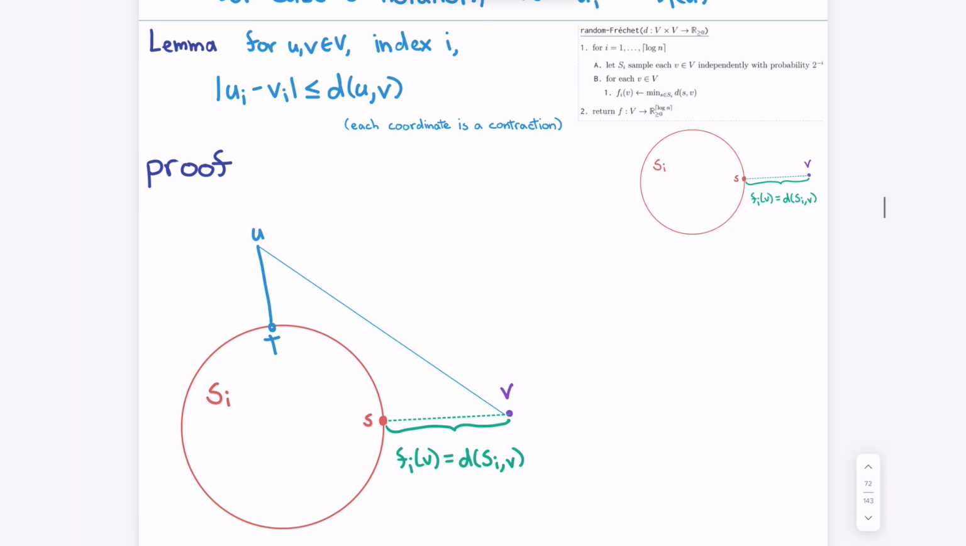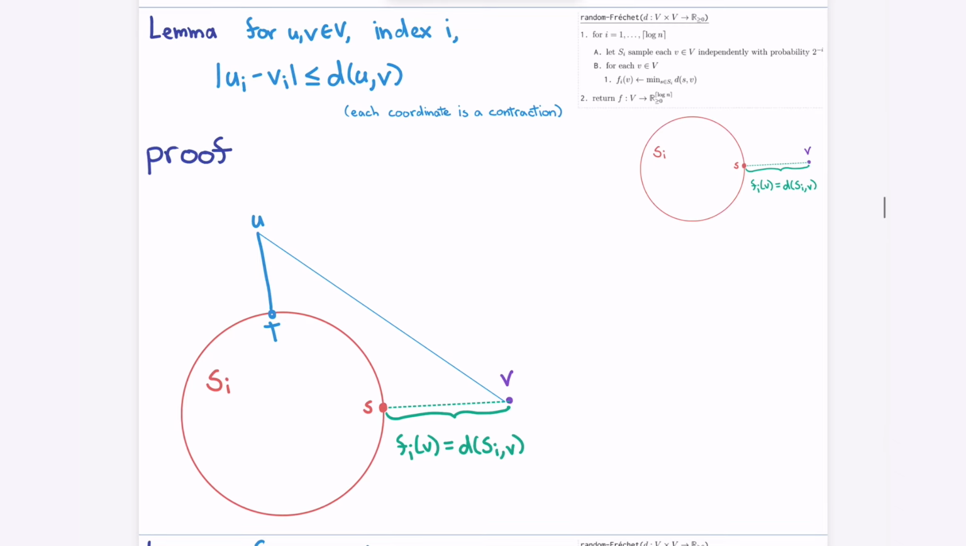First thing we want to show is that for every index, this is a contractive map: u sub i minus v sub i is less than or equal to the true distance between u and v. So why is that true?